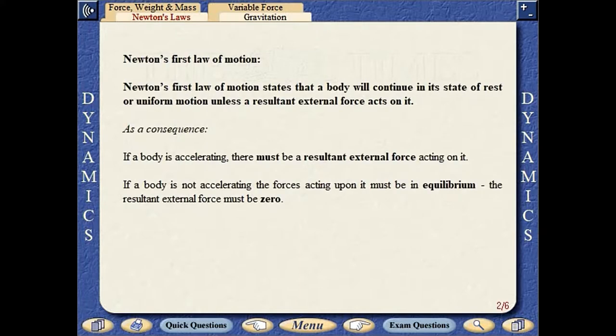Newton's first law of motion states that a body will continue in its state of rest or uniform motion unless a resultant external force acts on it. As a consequence, if a body is accelerating, there must be a resultant external force acting on it. If a body is not accelerating, the forces acting on it must be in equilibrium. The resultant external force must be zero.